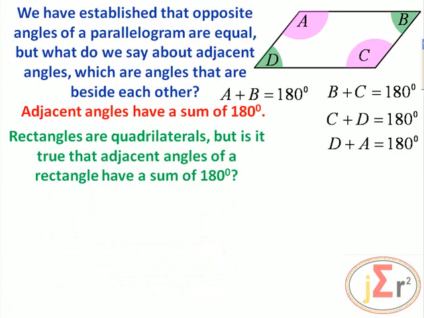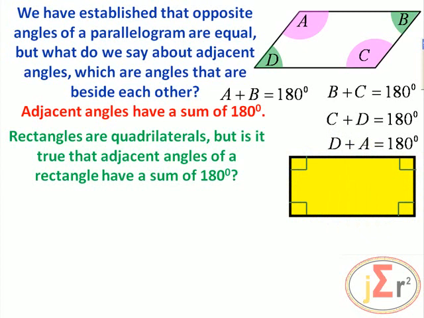Rectangles are quadrilaterals, but is it true that adjacent angles of a rectangle have a sum of 180 degrees? Yes. Right. Because, first of all, a rectangle falls in the category of parallelogram. And for a parallelogram, adjacent angles have a sum of 180 degrees. Therefore, in a square, the adjacent angles must also have a sum of 180 degrees.